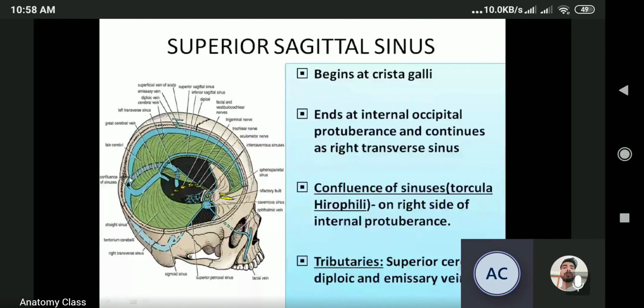Okay, you have studied already about the external occipital protuberance. Just internal to that, the internal occipital protuberance is there, and this superior sagittal sinus runs from the crista galli to the internal occipital protuberance. And at the level of the internal occipital protuberance, it continues as the right transverse sinus. Okay.